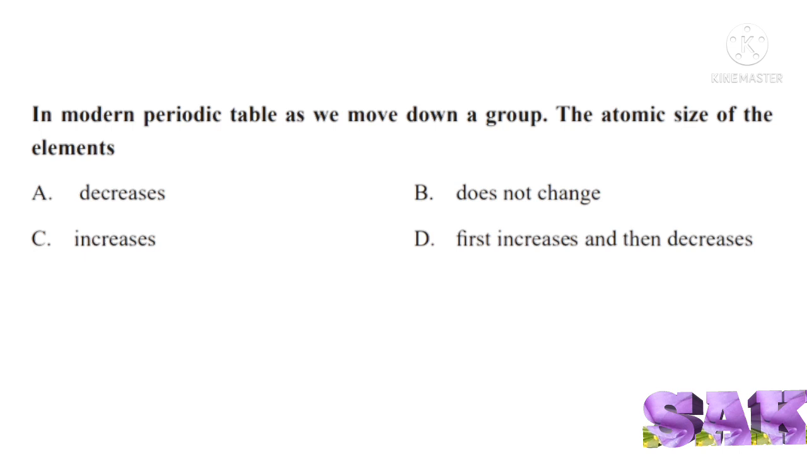Next question. In modern periodic table, as we move down a group, the atomic size of the elements. As we move down the group, new shells go on adding. So atomic size increases. So the answer is option C, increases.